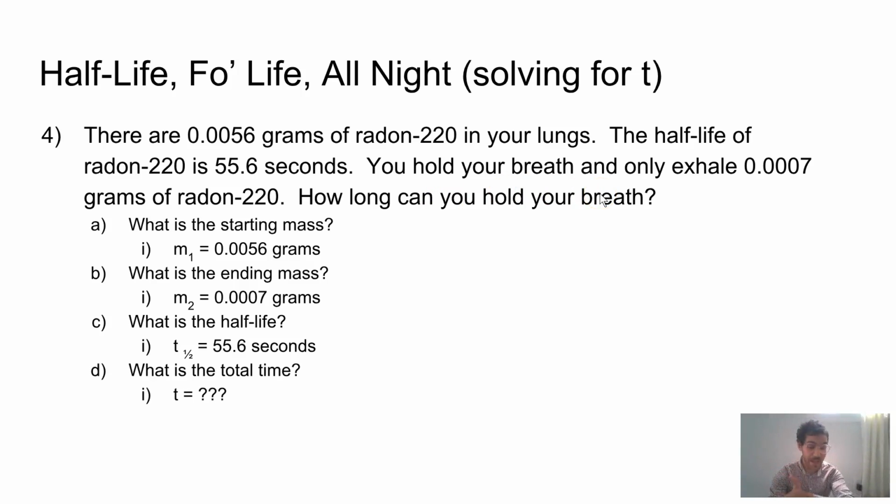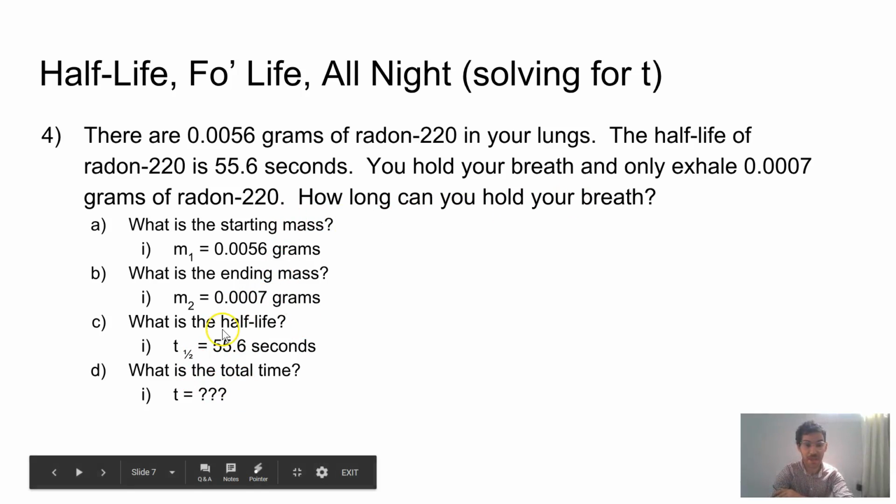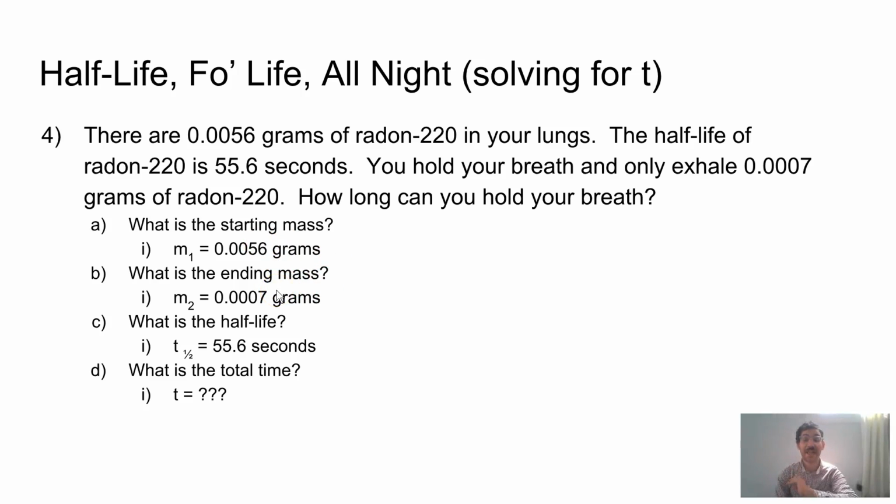So we need to figure out how many half-lives went by. Since we don't know that from half-life and total time, we can use our starting mass and our ending mass to figure out how many half-lives went by. We can just start with our starting mass and cut that in half until we get to 7. Or we could go the other way and double this until we get to 56. But I'll start with 56 and I'll cut that in half.